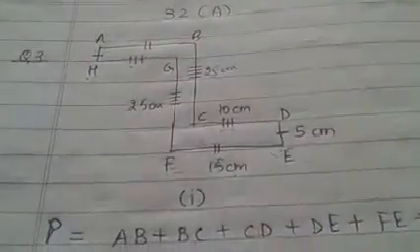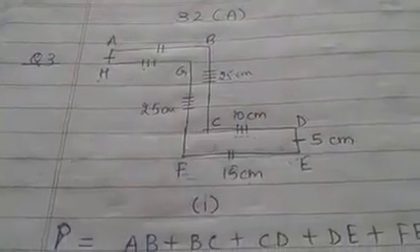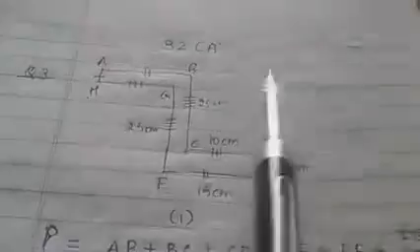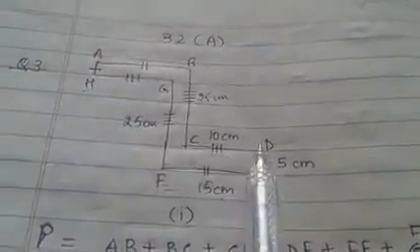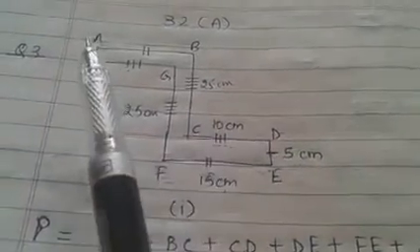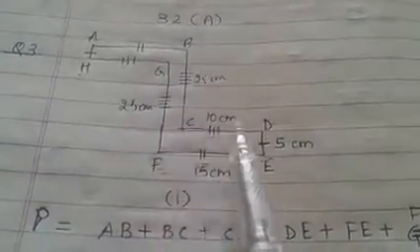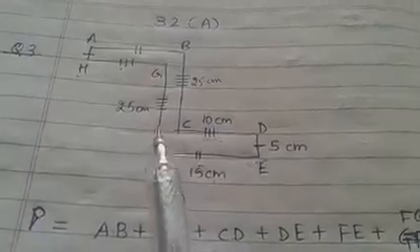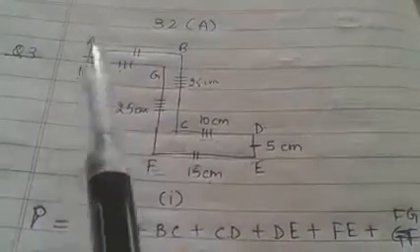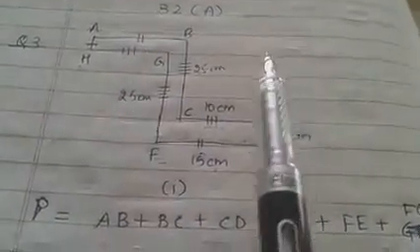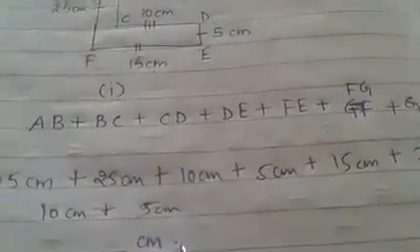So this is exercise 32A. Now you can see, you find out the perimeter, no need of area. So just AB plus BC plus CD plus DE plus EF plus FG plus FH plus HA. Just add all and get the perimeter.